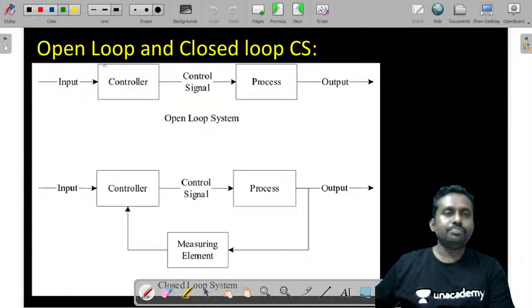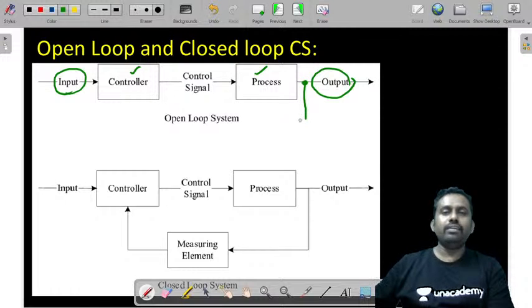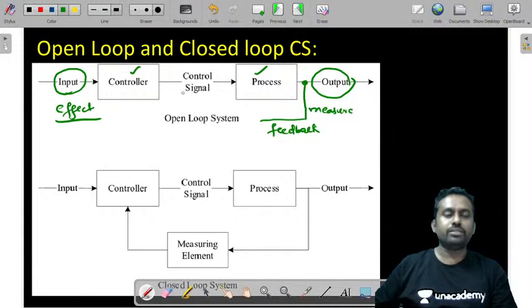An open loop control system is something like this, wherein you have a controller, a process, to which an input is given, and you will get some output according to the given input. In this, you do not have any feedback that is fed to the input. Although you can measure here, this measurement does not have effect on the input. So a system whose output does not have any effect on its input is generally termed as an open loop system.